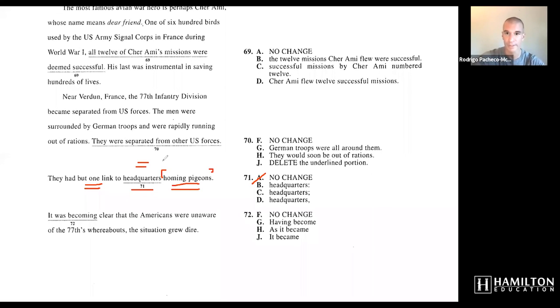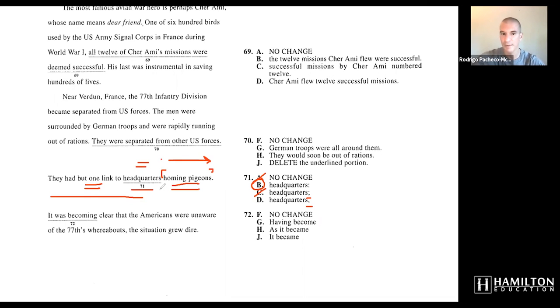B gives us a colon, and a colon is a type of equal sign. So it reveals that the one link is what we see on the other side of the colon, right? Homing pigeons. This is actually our correct answer. C doesn't work because we have a semicolon, and we could place it here after headquarters. We do have an independent clause here, but not what follows, right? And so we need two independent clauses for that to work. We can eliminate C.